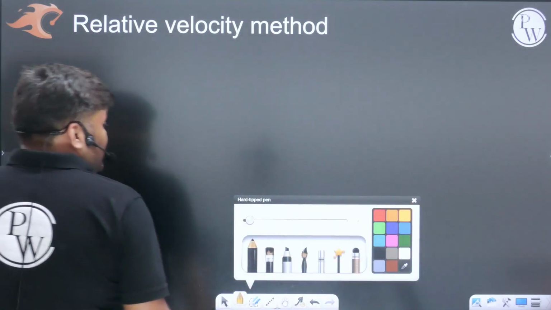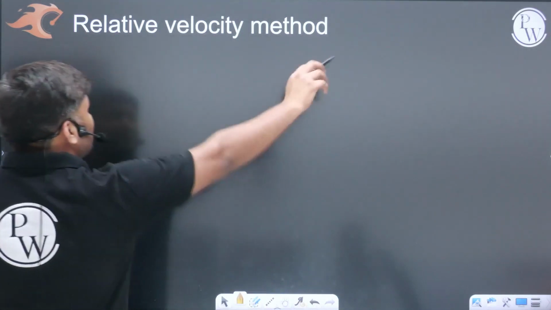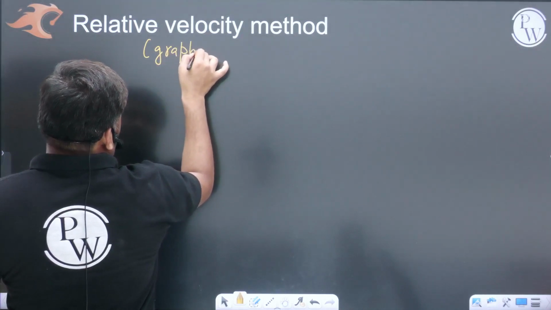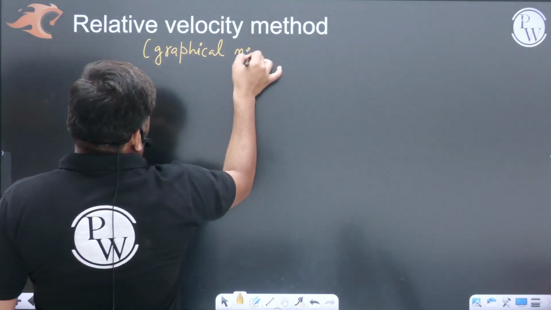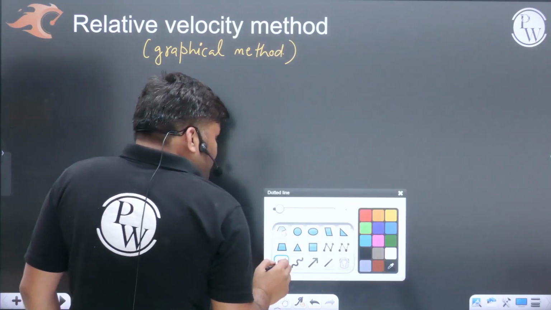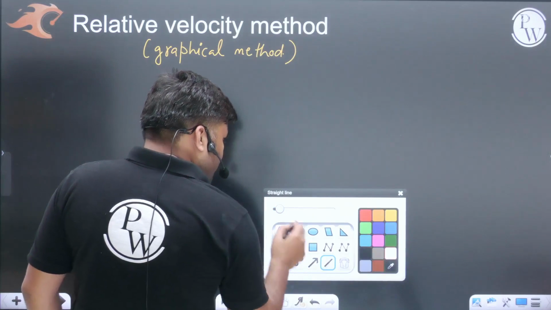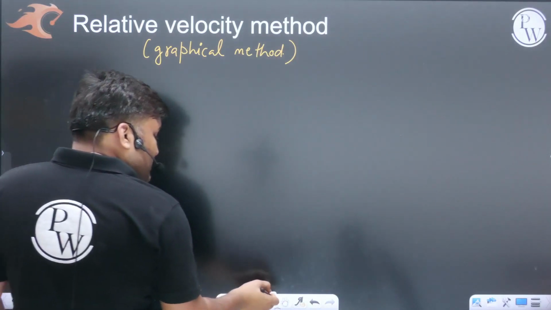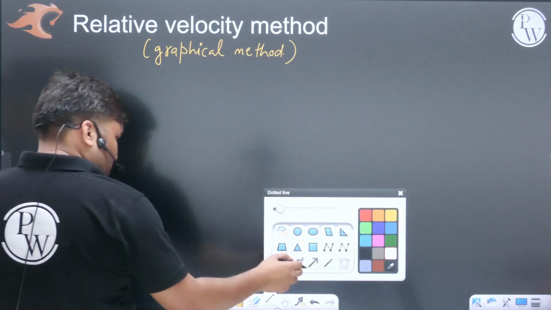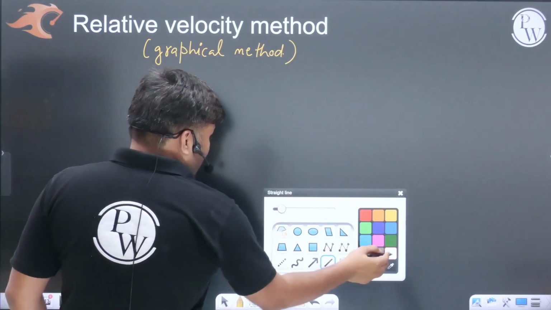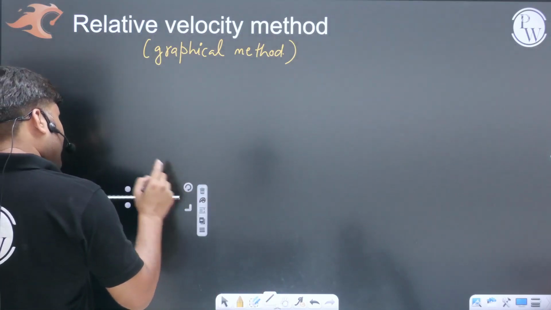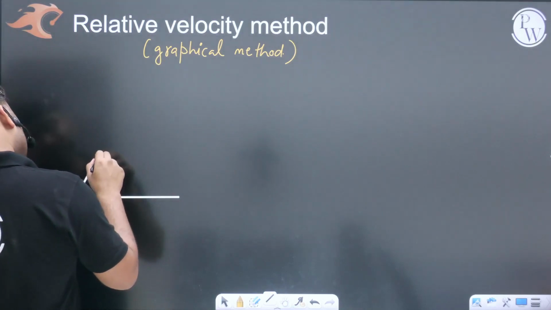Now listen carefully. We are talking about the relative velocity method, graphical method. Or in short, let me write graphical method. Let me show you with one example beta. Directly one example, and I will draw the velocity diagram for the same question. Acha, for the same question which we have already taken, I am showing you how the velocity triangle is going to look. I have taken the example of a 4-bar mechanism. It was looking something like this.